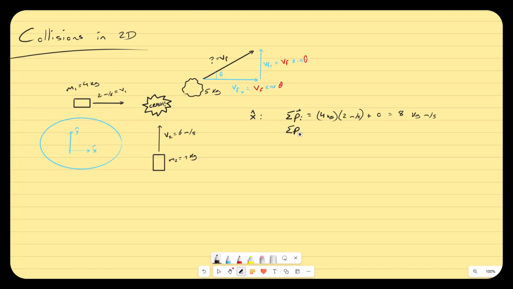My sum of momentum final is going to be 5 kilograms times, and I can even just solve for this way, I can call this v final x. I can set those equal to each other. 8 kilogram meters per second equals 5 kilograms times v final x, and that gives me v final x is 8 over 5, which is 1.6 meters per second. That's not too bad. Now let's try y.